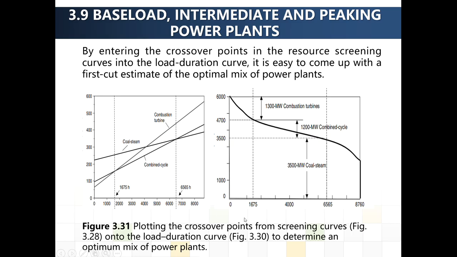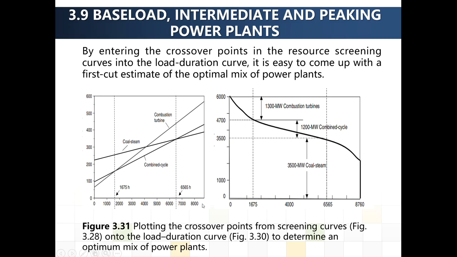So this is the area. Since the combustion turbine running under 1675 hours is the cheapest, this area should be supplied by the combustion turbine. And how much capacity is needed? The capacity of the combustion turbine is the difference in the load demand. So the combustion turbine capacity required is 1300 megawatt.